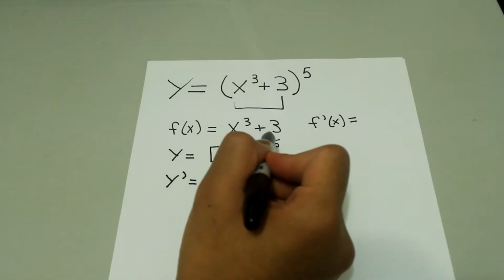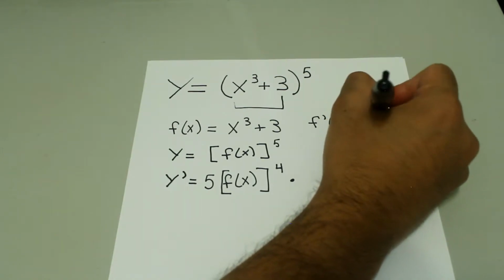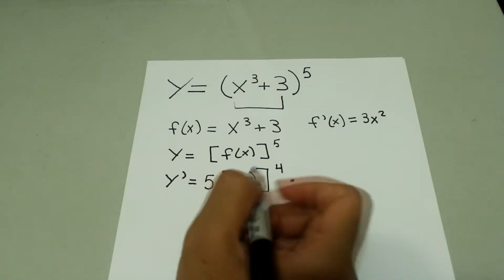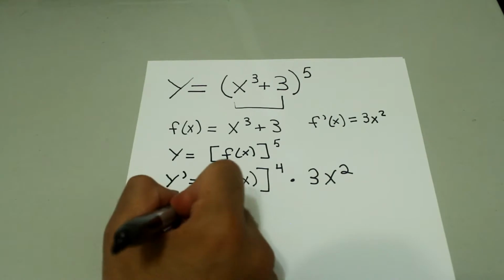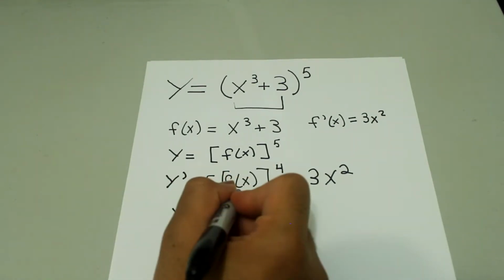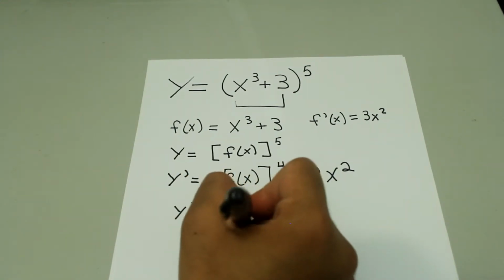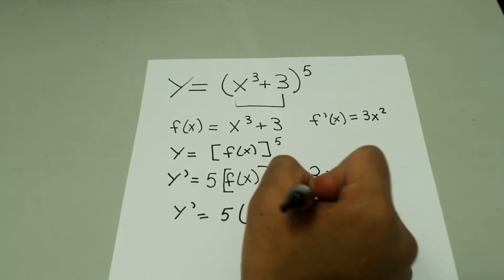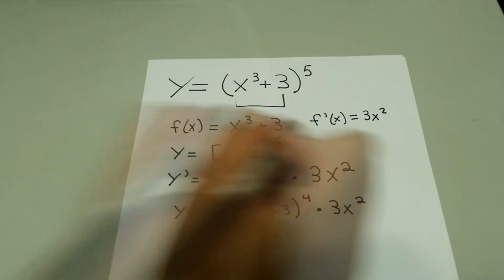So now let's go back up here and find the derivative of f of x. f of x is equal to x cubed plus 3. The derivative of x cubed is 3x squared, and the derivative of a constant is just 0, so we don't need to even write that. So now we just multiply this entire thing by 3x squared. Now we can just go ahead and replace f of x with x cubed plus 3. So 5 times x cubed plus 3 raised to the 4th power times 3x squared.